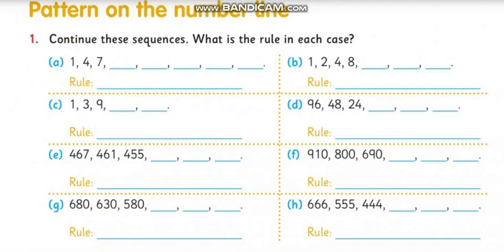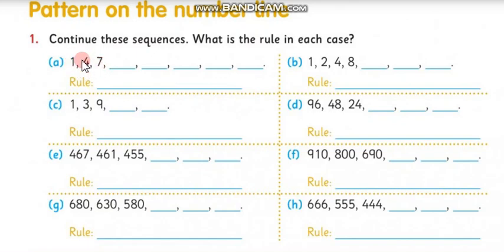Okay, boys, today we're looking at some further number patterns. We need to continue the sequence we see in each question, and write down what our rule is, so add a certain amount or subtract a certain amount. Here we have the first three numbers of the sequence: 1, 4, and 7.